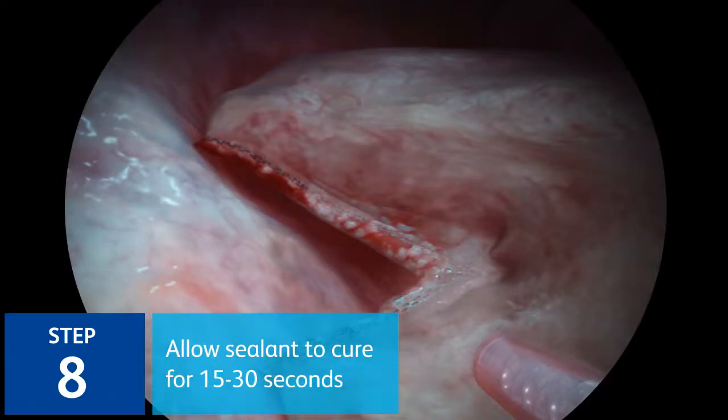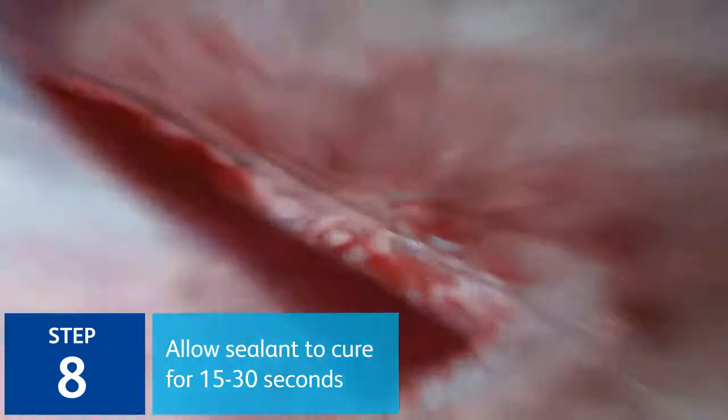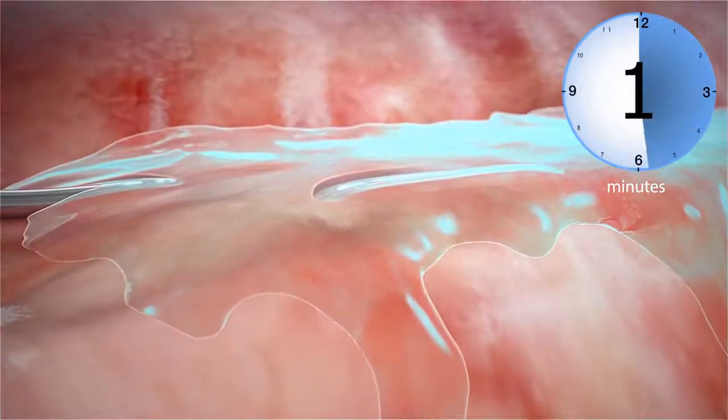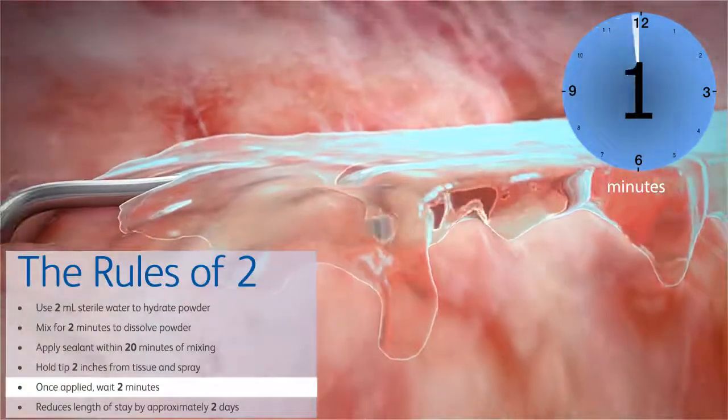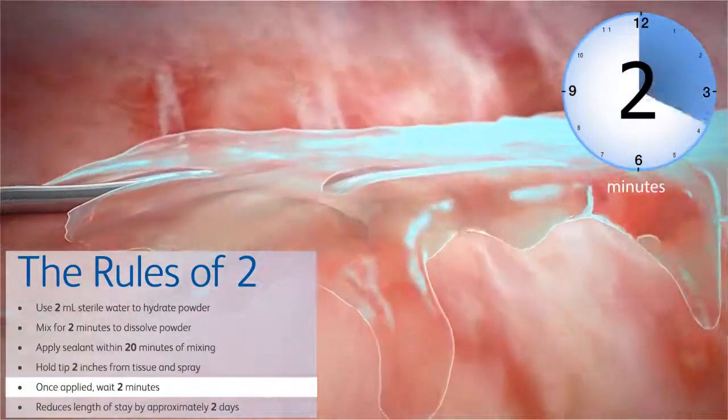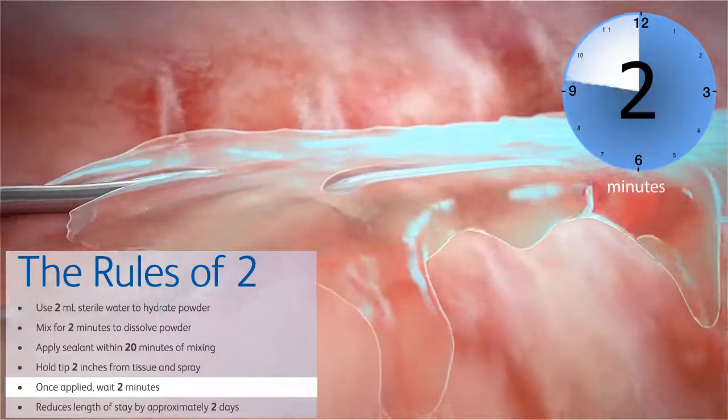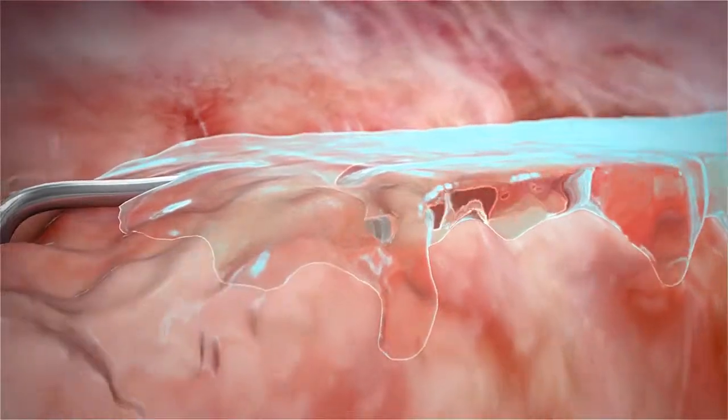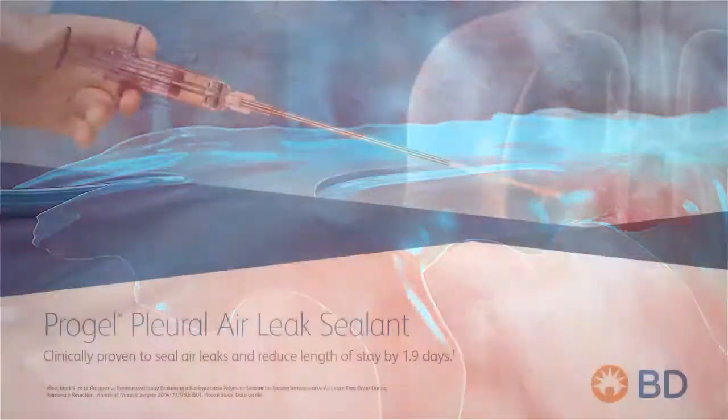Step 8. Progel Pleural Air Leak Sealant will begin to form a strong, flexible hydrogel within 15 to 30 seconds of application. For best results, the sealant should be allowed to set for a full 2 minutes after application before irrigating or performing a submersion test to reassess for air leak.